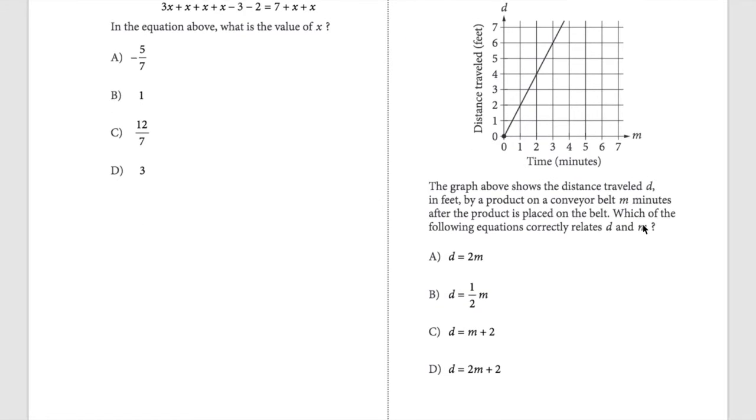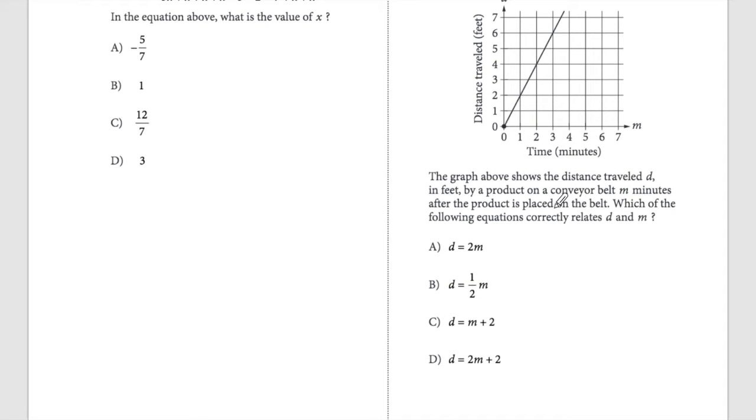Here we're given a graph above that shows the distance traveled D by a product on a conveyor belt in m minutes after the product is placed on the belt. Which of the following is the equation that relates D and m? So this question is pretty straightforward, you know, 3 things: substitute, eliminate, or algebra. So I'm just going to find a point. This is 1, 2, and I'm just going to plug in 1 for minutes and see which one would work. So this one works, this one gives a half, this one gives 3, and this one gives 4. So our answer is just A.